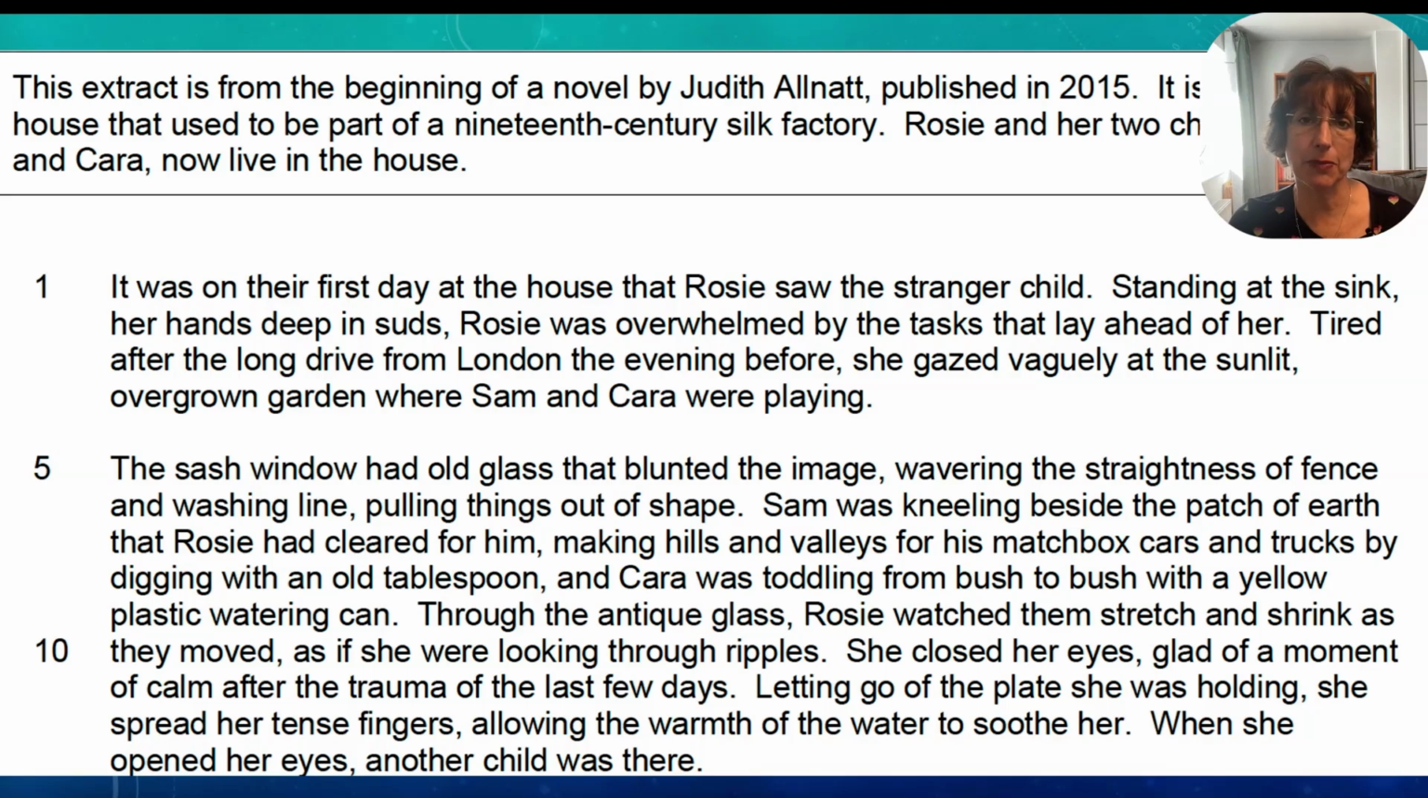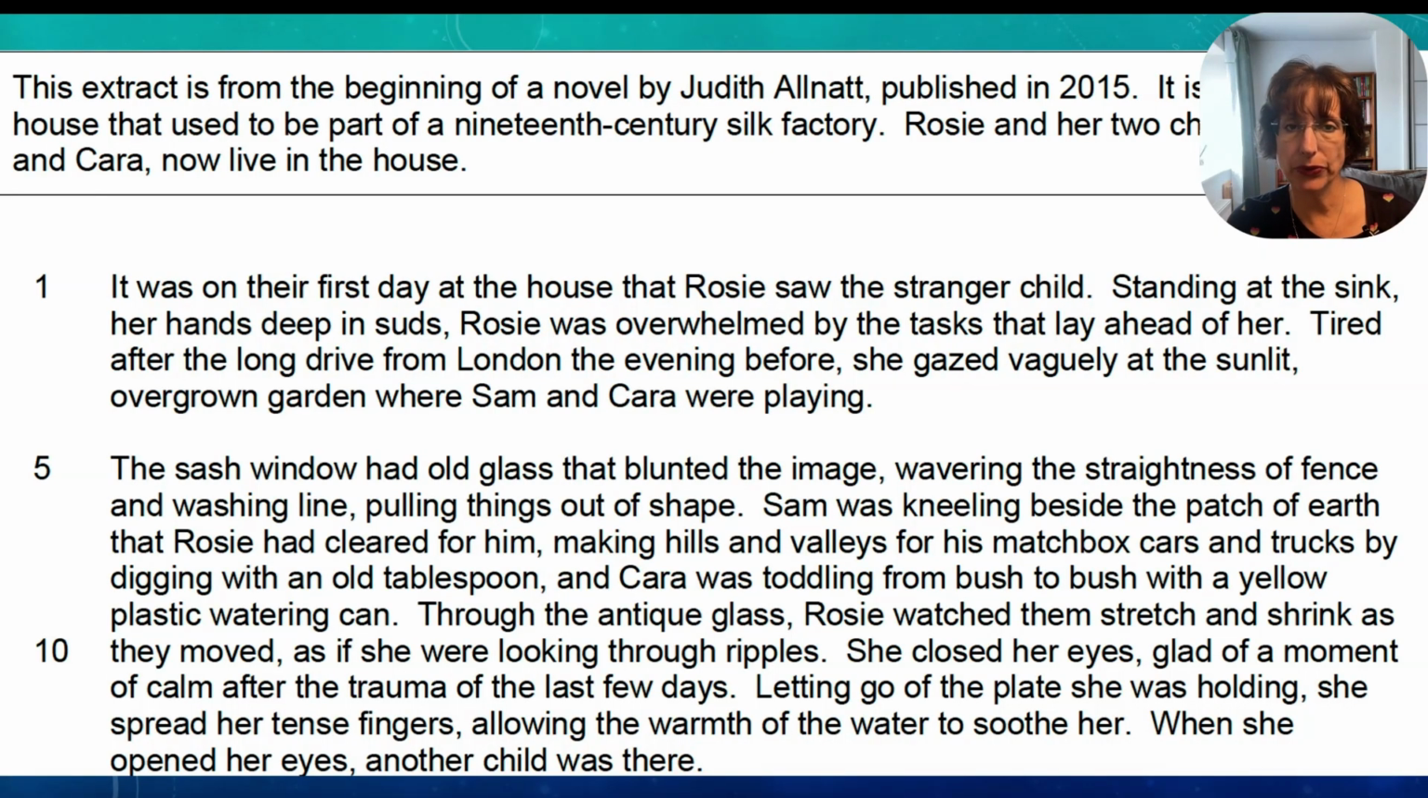Standing at the sink, her hands deep in suds, Rosie was overwhelmed by the tasks that lay ahead of her. Tired after the long drive from London the evening before, she gazed vaguely at the sunlit, overgrown garden where Sam and Cara were playing. The sash window had old glass that blunted the image, wavering the straightness of fence and washing line, pulling things out of shape. Sam was kneeling beside the patch of earth that Rosie had cleared for him, making hills and valleys for his matchbox cars and trucks by digging with an old tablespoon, and Cara was toddling from bush to bush with a yellow plastic watering can. Through the antique glass, Rosie watched them stretch and shrink as they moved, as if she were looking through ripples.